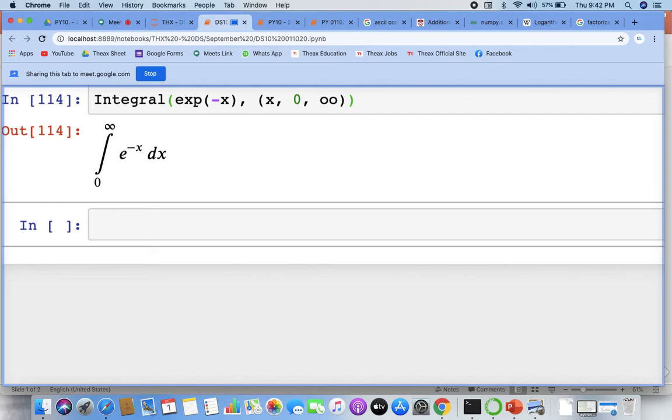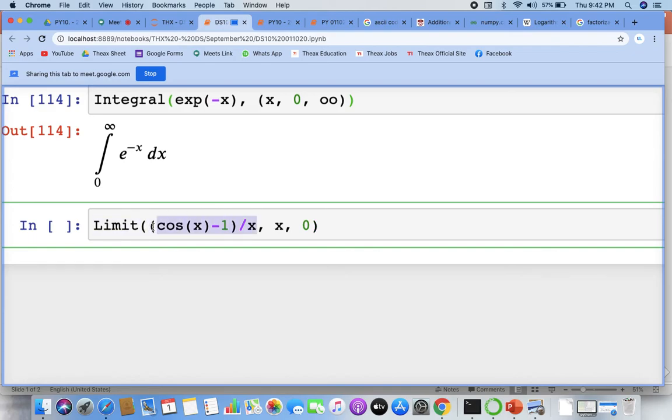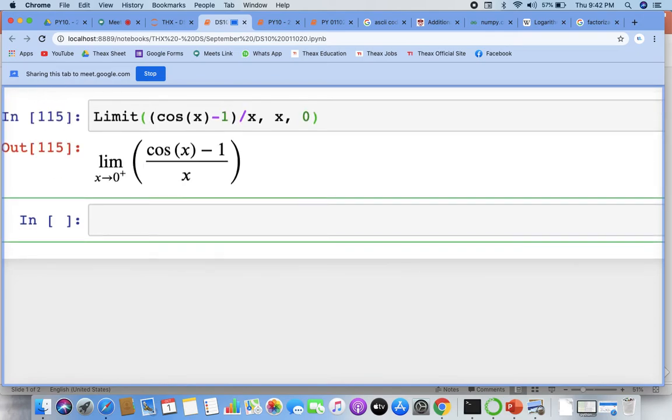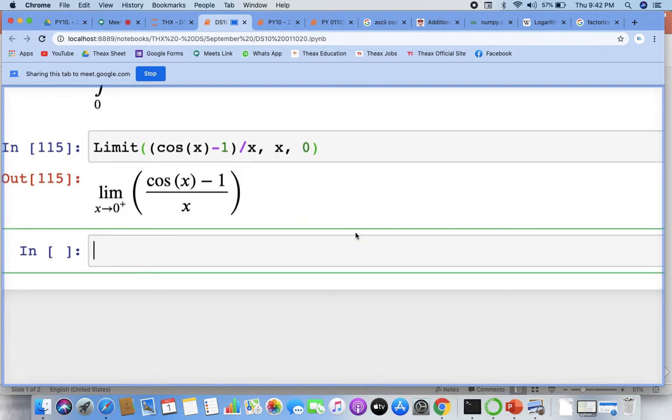Alright, but how is this made? When we talk about limits, like we have learned limits too, limits can be done like you write limit. Let's say if the limit is cos x minus 1 by x, write cos x minus 1 by x, that's it, okay, and then you define it with respect to. If I say limit of x tending to 0 of cos x minus 1 by x, after writing the function, I will say limit of x tending to 0 of this function. That's it. Run this. Clear? Any doubts?